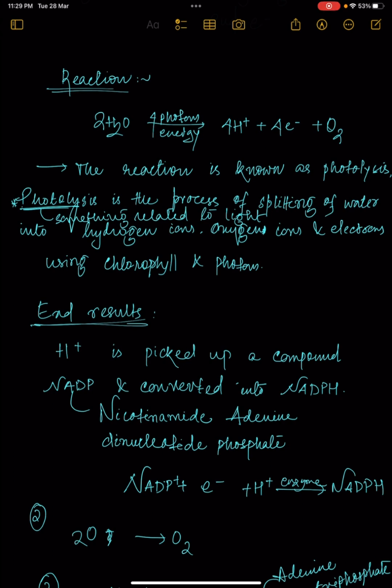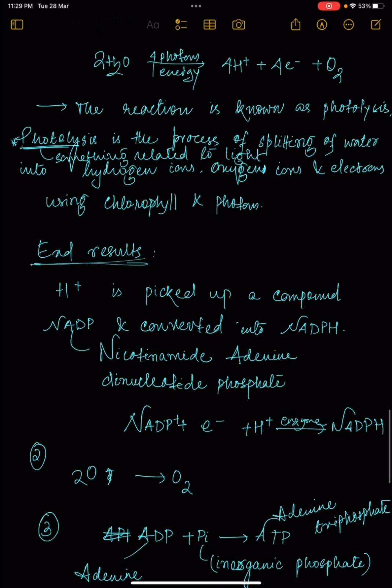So splitting of the water into hydrogen ions, oxygen and electrons using chlorophyll and photons, and the end results are these: H+, which is picked up by a compound NADP and converted into NADPH. NADP is nicotinamide adenine dinucleotide phosphate. When it gets the H+ ions with the presence of one electron and enzyme reaction, it converts into NADPH.